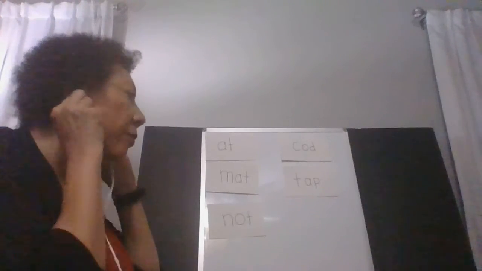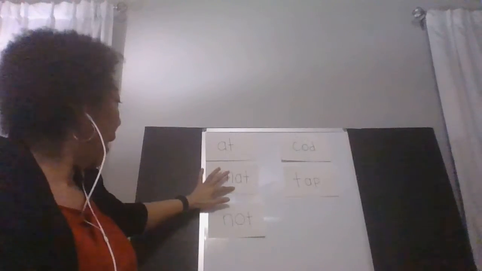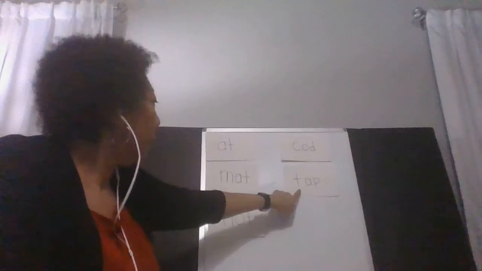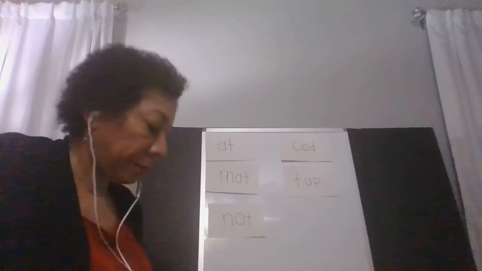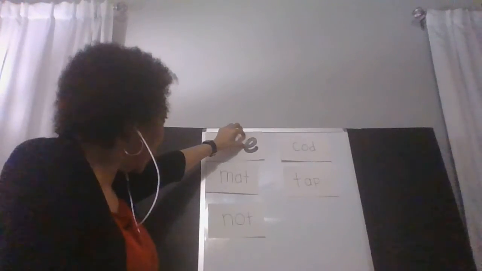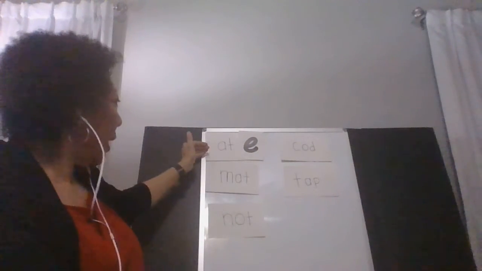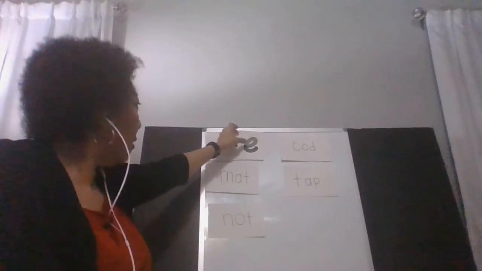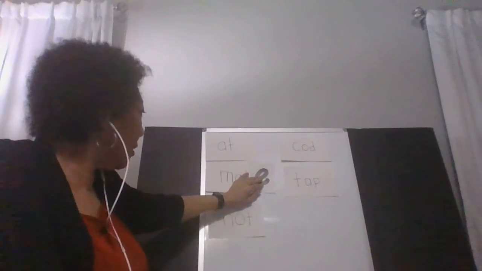Yes, you would be right if you said the vowels are short. At, mat, not, cod, tap. So all these vowels are short. Now what happens when we add our silent E? The word at becomes ate. You're correct, and the A becomes long. The vowels say their name. Long vowels say their name.